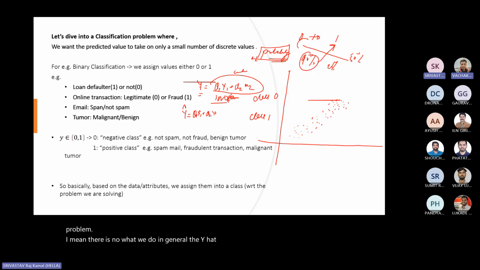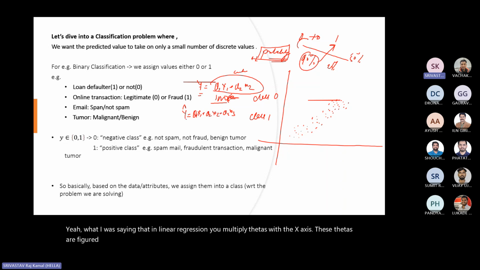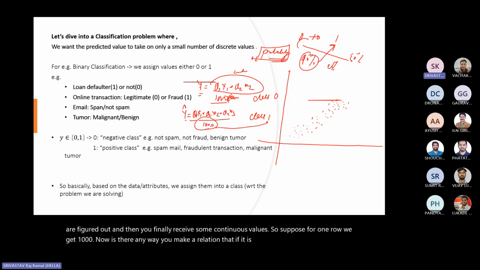Just let me finish, and then yeah, please. What I was saying is that in linear regression you multiply thetas with the x's. These thetas are figured out, and then you finally receive some continuous values. So suppose for one row we get 1000. Now is there any way you make a relation that if it is 1000 I make it 1, if it is say 800 I make it 0? So that was the biggest problem. Now tell me, please.